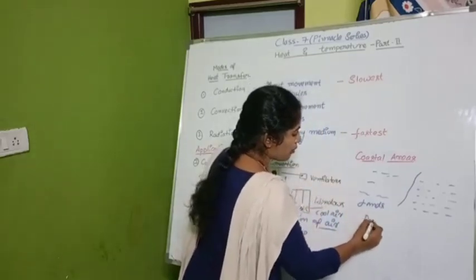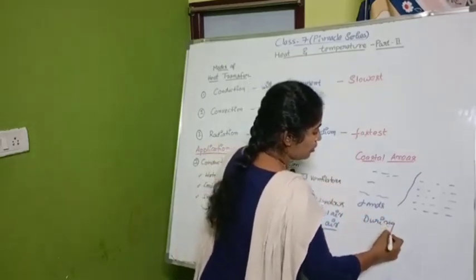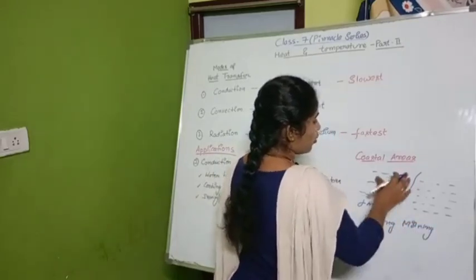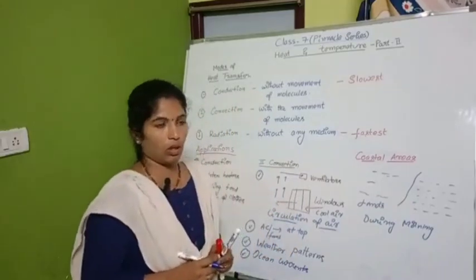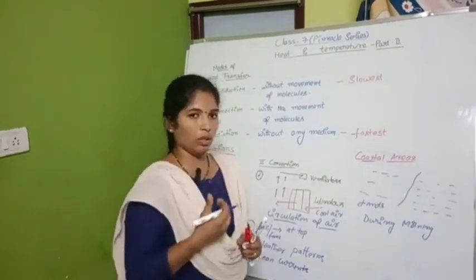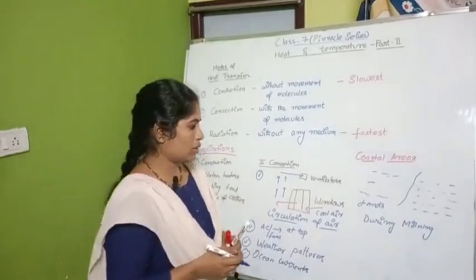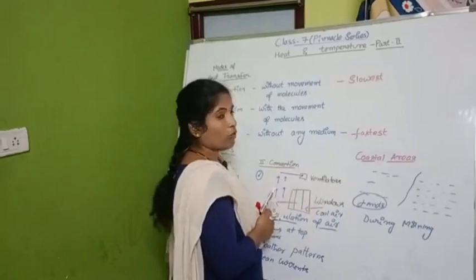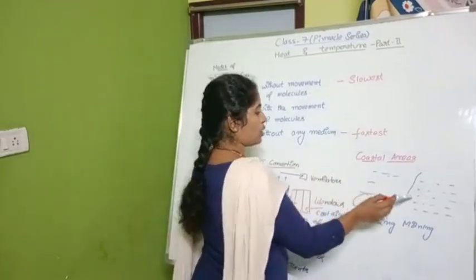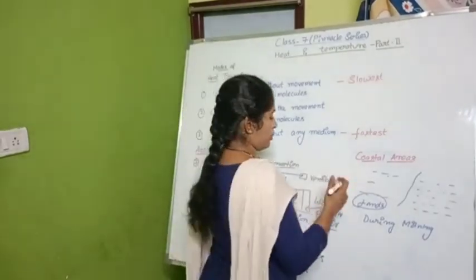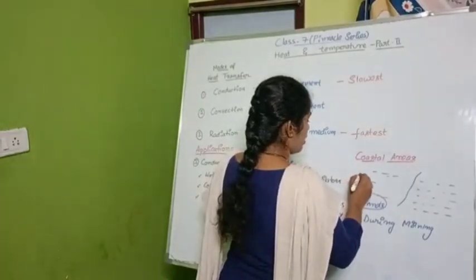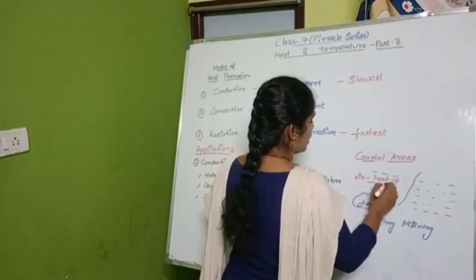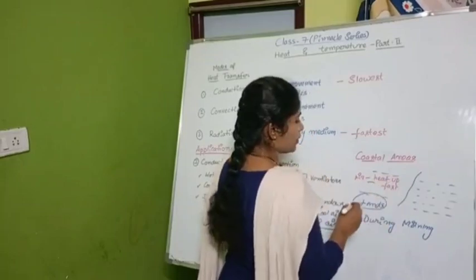During morning, due to solar radiation, whatever air molecules are present above the earth and above the water will heat up. But the air above the land will heat up fast when compared to the sea. Right?